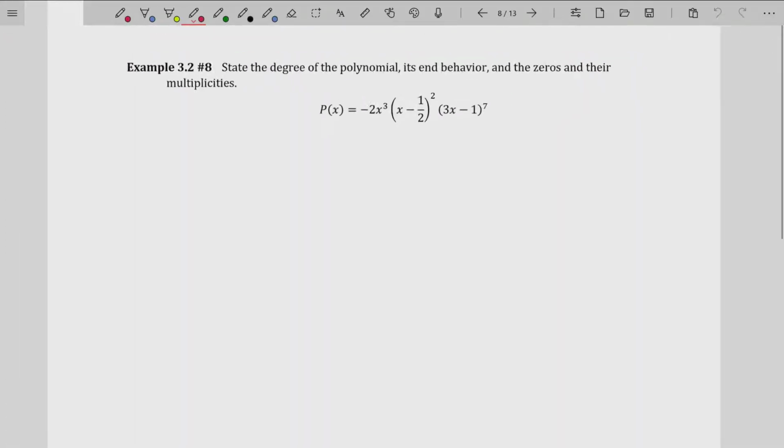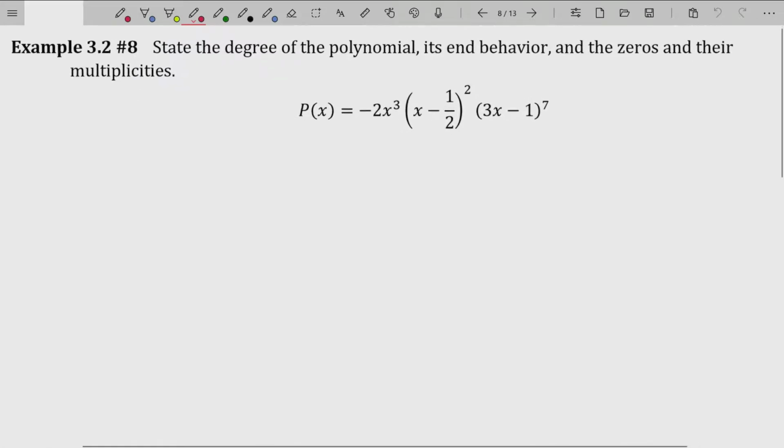Now let's cement this topic. Here's a polynomial. Find the zeros, state the degree of the polynomial, state the end behavior, and state the multiplicities of the zeros. All right, so let's go through in order. State the degree of the polynomial. Let's start there.